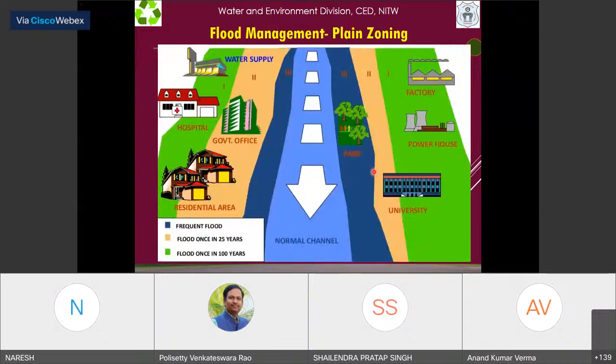Now, here I'll be showing an example. So, different zonings in flood management. This is a normal channel through which the normal river course takes place. Here I showed you different colors. I showed you dark blue here. So this dark blue is a frequent flood. And here you can see another color, which basically shows you a flood once in 25 years. And you can see the flood once in 100 years.